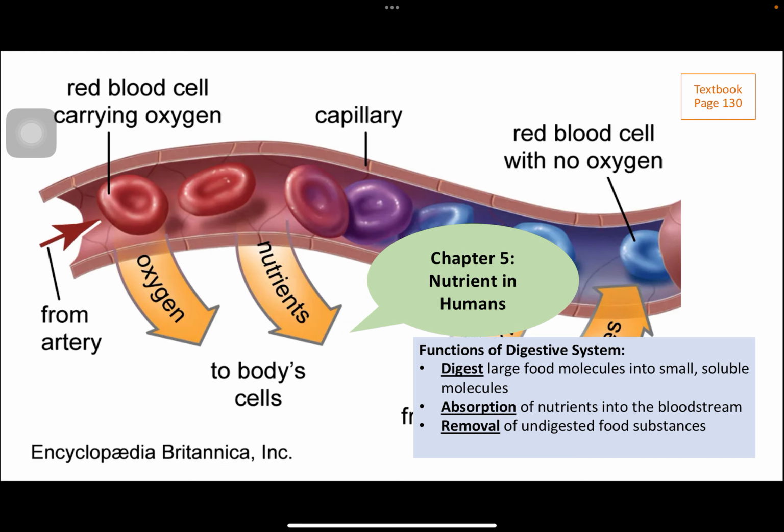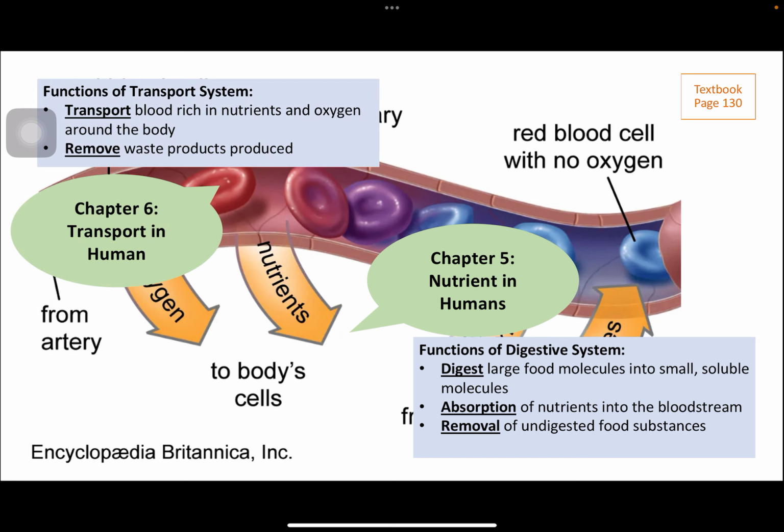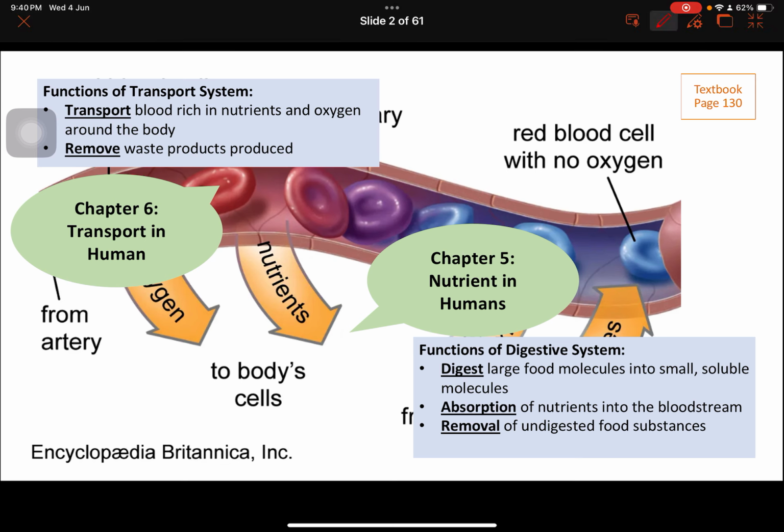But how are all these nutrients transported in our circulatory system? That's where Chapter 6, Transport in Human, comes into the picture. Apart from learning the structure of the heart, we also understood how blood rich in nutrients and oxygen is transported around the body. And not just that, waste products such as urea as well as carbon dioxide are removed.